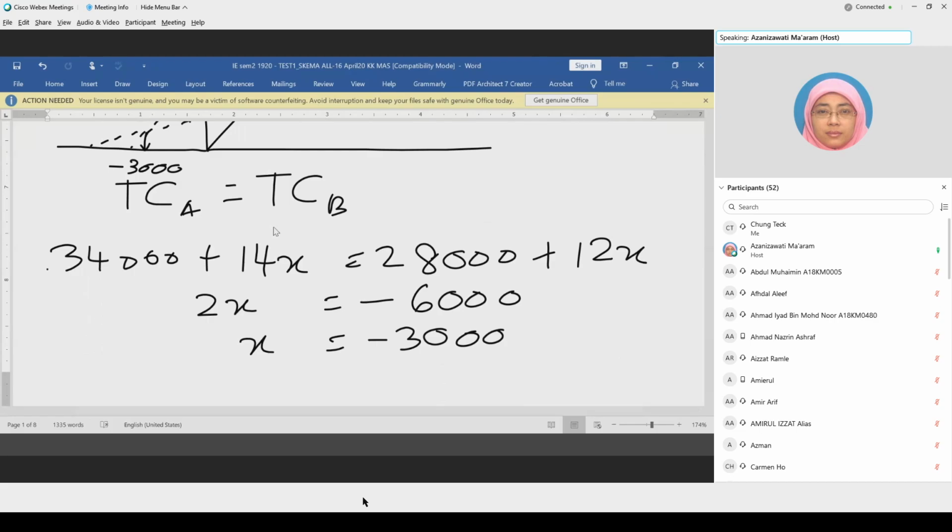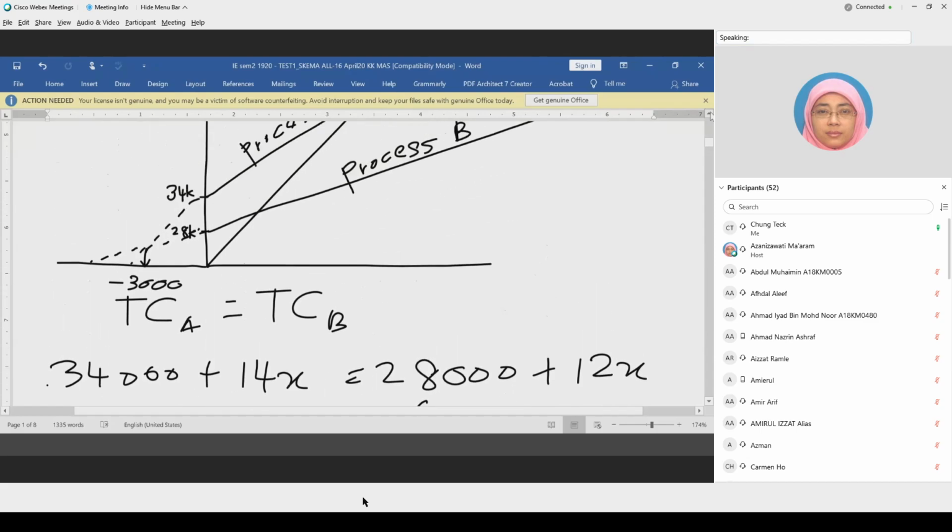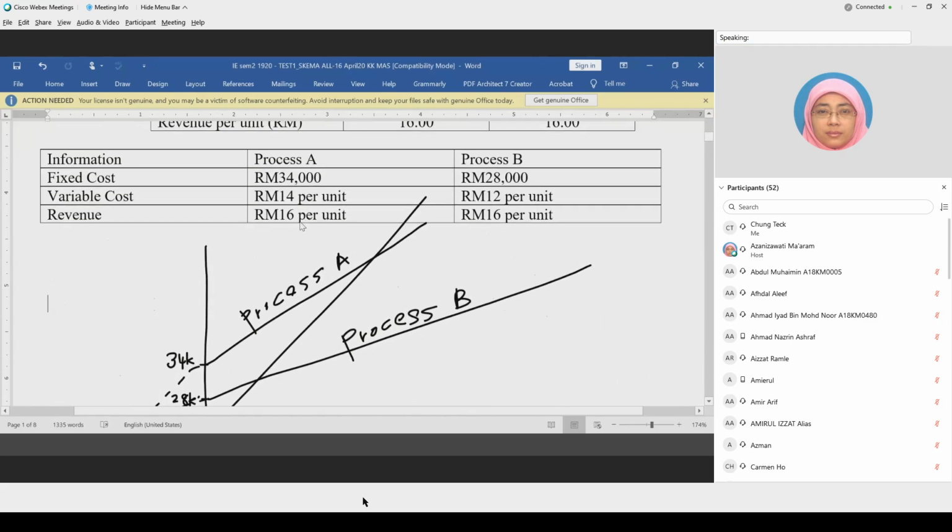Do you mean the units are the same for both processes? No, not necessary. Revenue is the price, the selling price for the unit. It could be even numbers, it could be odd numbers.